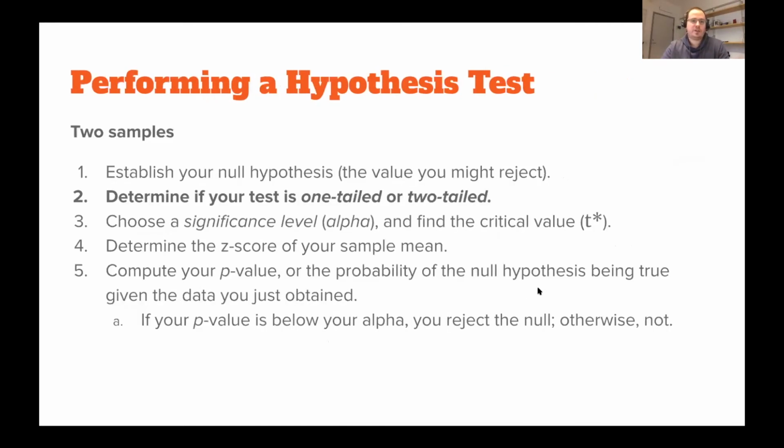So that makes it a little bit easier because you don't really have to think about it too much. Your null hypothesis is always that they're the same. And then you have to think about, well, what is my alternative hypothesis? What is the thing that I actually think is true, the alternative to the null hypothesis, right? And that's when it comes time to determine if your test is one-tailed or two-tailed.